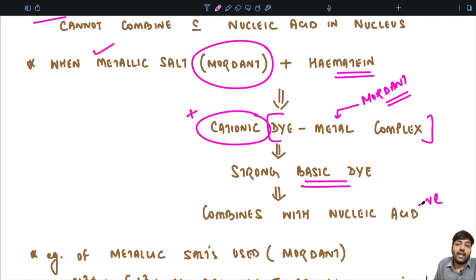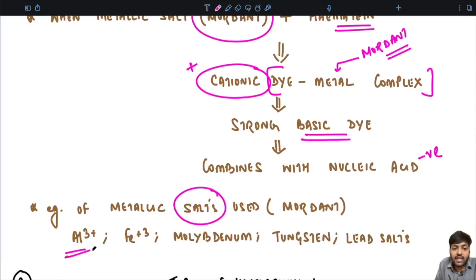So what are the different kinds of mordants, or the different kinds of metallic salts, which are used? We have aluminium Al3+, iron Fe3+, molybdenum, tungsten, as well as lead salt. Depending on the different types of mordants used, we have different types of hematoxylin as well. So this is the first part, that is, the basics or the introduction to H&E staining. So you have understood.